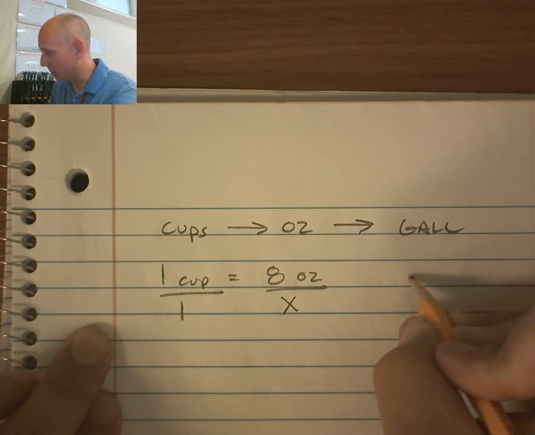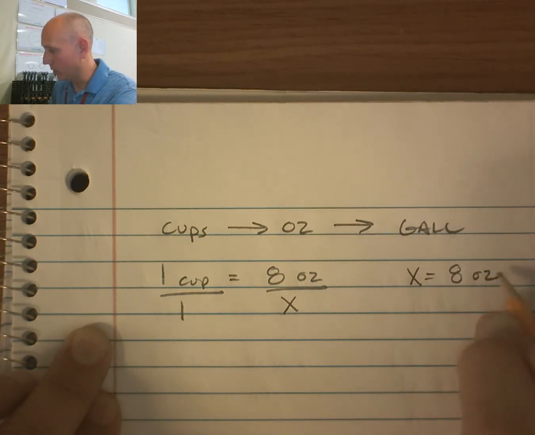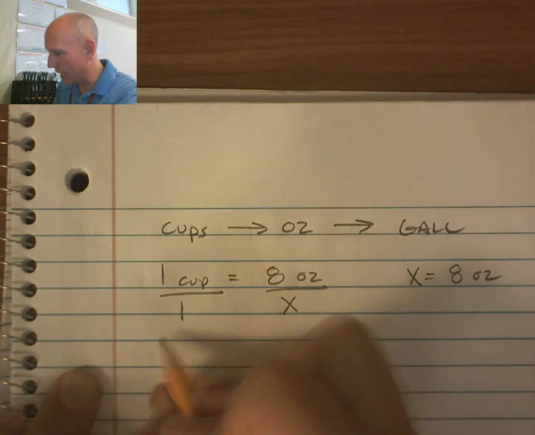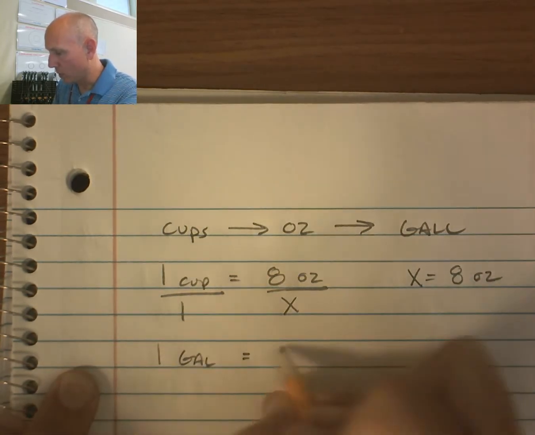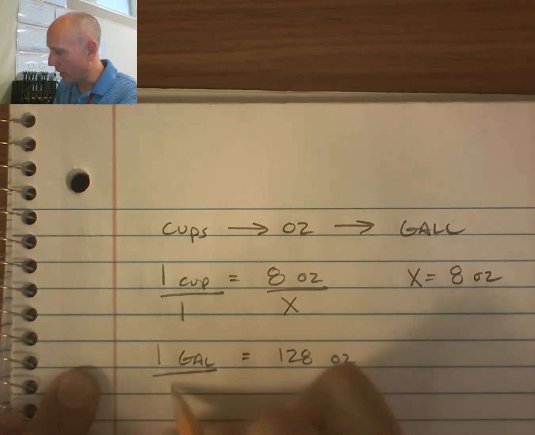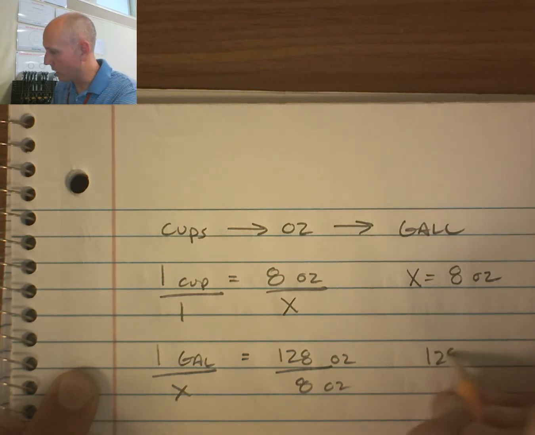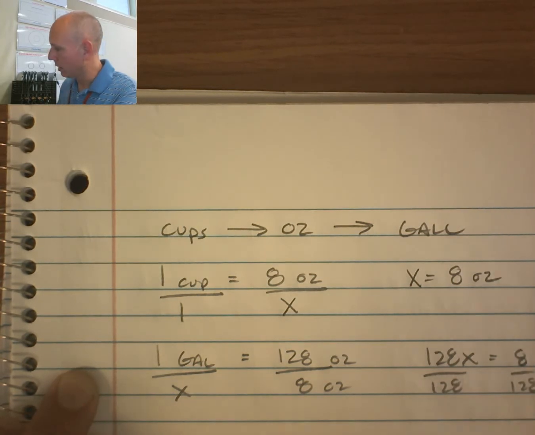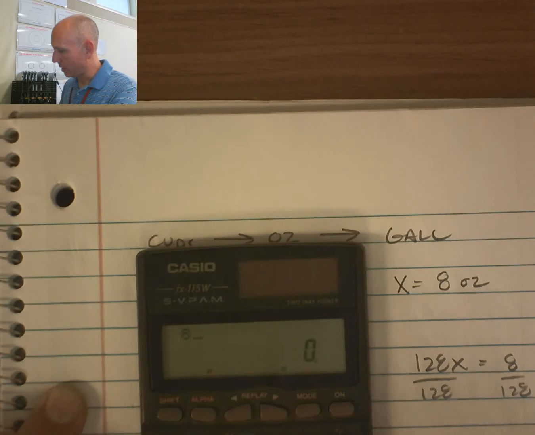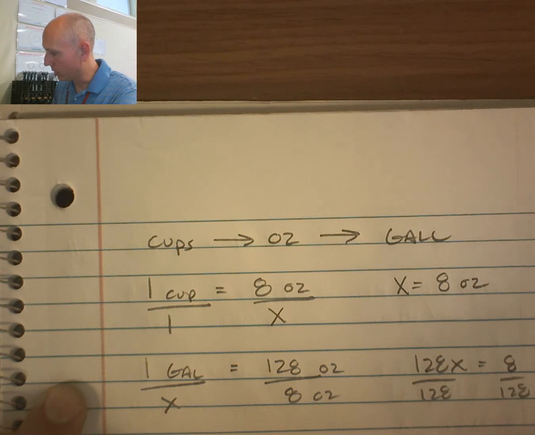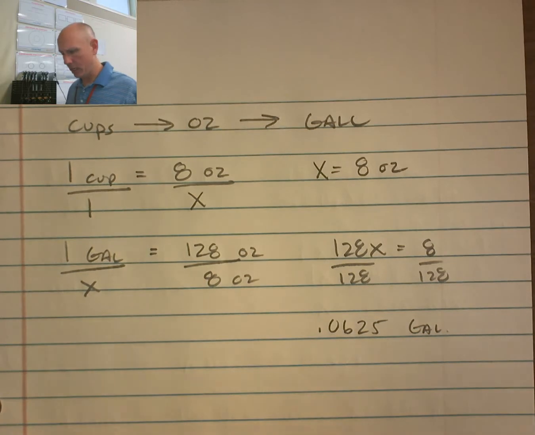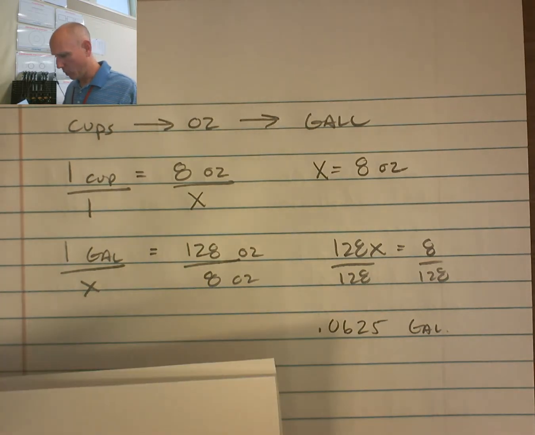So x equals 8 ounces. Now I'm going to turn ounces into gallons. I know that 1 gallon equals 128 ounces. I know that I have x gallons and 8 ounces. Cross multiply and divide, so this is 128x equals 8, dividing by 128. So 8 divided by 128 equals 0.0625 gallons. All right, checking in with my answer key. Answer key says 0.0625 gallons.